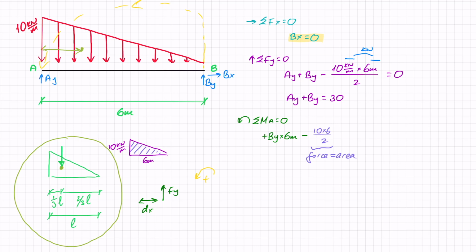In our case, it's a third of 6. So times 1/3 times 6. So this is the distance, and in purple we have the force. And that needs to equal 0 because this needs to be in equilibrium.